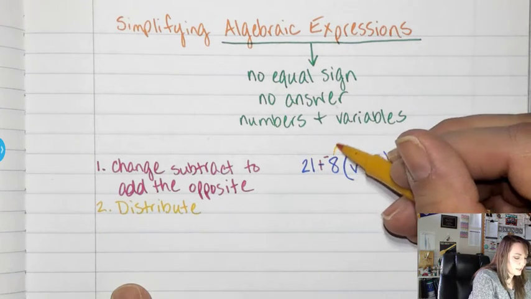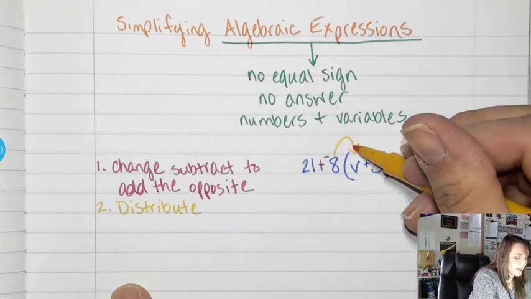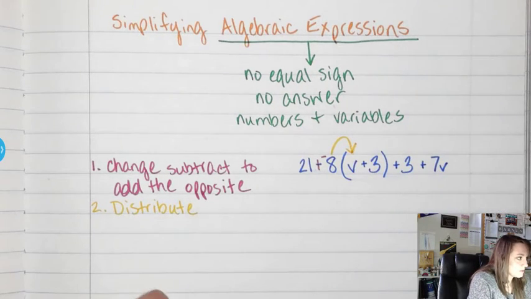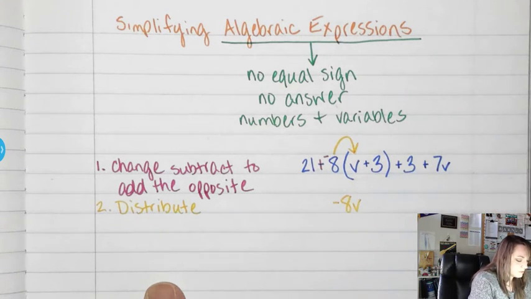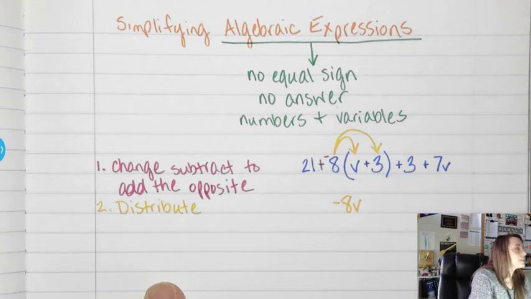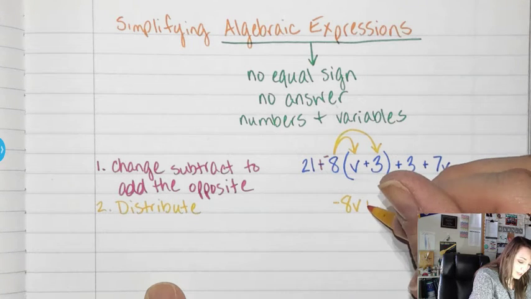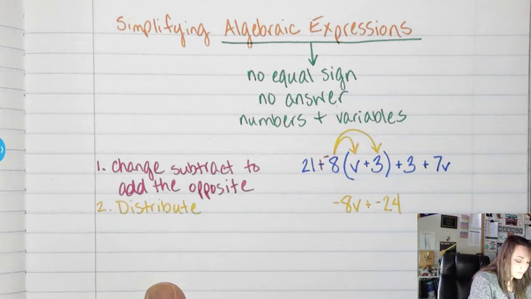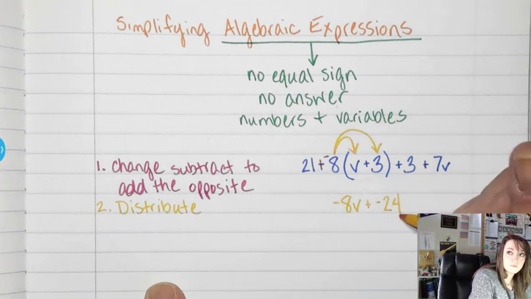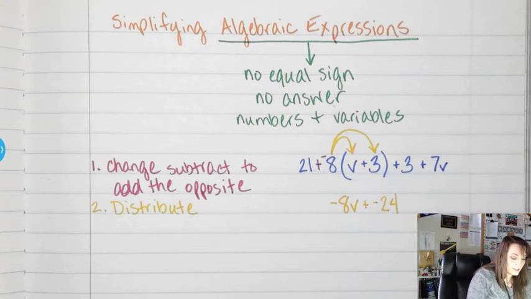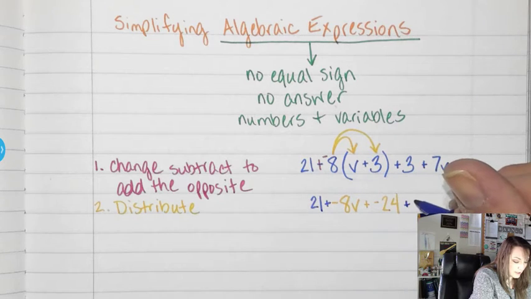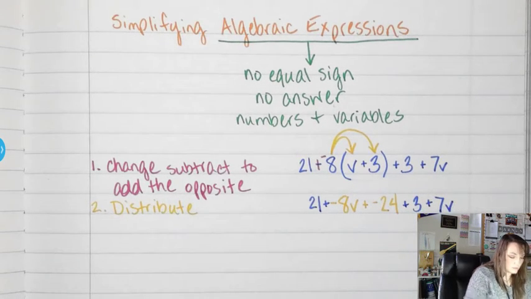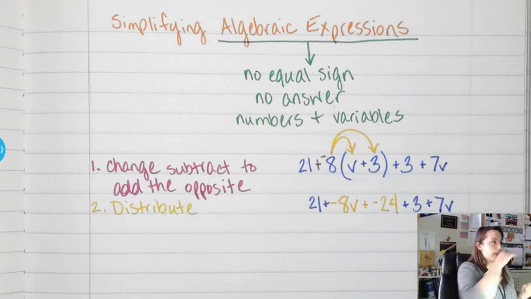So I'm going to do negative 8 times v, which is negative 8 v's. And then negative 8 times 3 is negative 24. So that's plus negative 24. So that all just comes down. I've distributed that 8. Everything else needs to be recopied. So this was a 21 plus that negative 8v, and then plus 3 plus 7v. Nothing went away. I just passed out that 8.